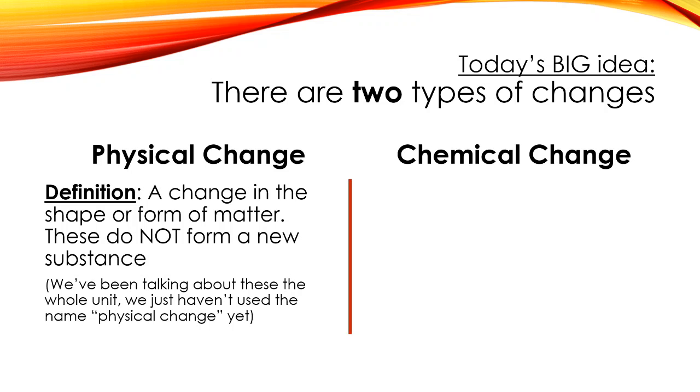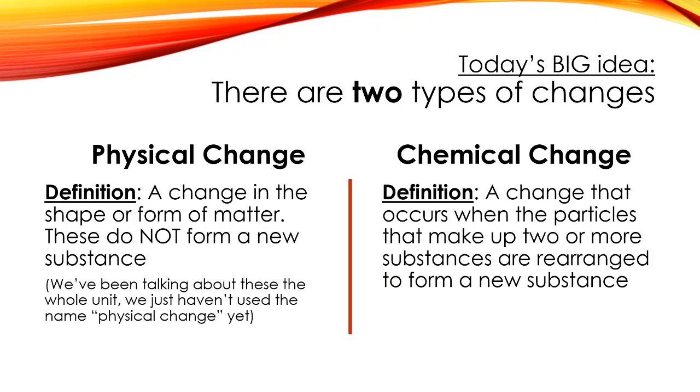Now, on the other hand, we have chemical changes, and we already know a definition for those. A chemical change is a change that occurs when the particles that make up two or more substances are rearranged to form a new substance. And of course, the new substance is really the key part of this. In chemical changes, you are making something new, a new kind of substance that didn't exist before.